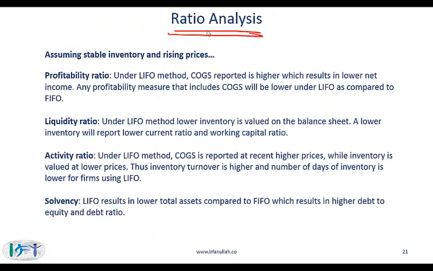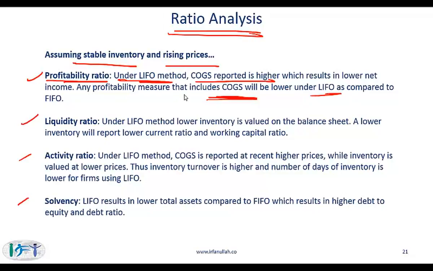We have touched on this material before, but it's important enough, and as we conclude this reading, it makes sense to again look at various ratios and how those ratios compare across different inventory valuation methods. Assuming stable inventory and rising prices, what happens to profitability ratios under LIFO and FIFO? Under the LIFO method, COGS reported is higher, which results in lower net income. Any profitability measure that includes COGS will be lower under LIFO as compared to FIFO.